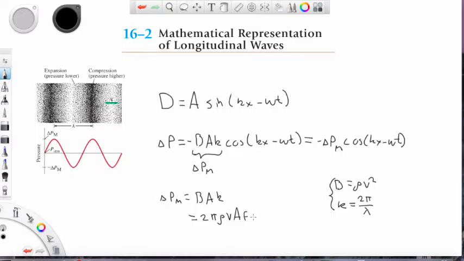times f, the frequency. So this is the definition of pressure amplitude, and the interesting fact to take away from this is that if we have two similar sound waves, but the other one has higher frequency, the one with the higher frequency, f, will produce a higher pressure.